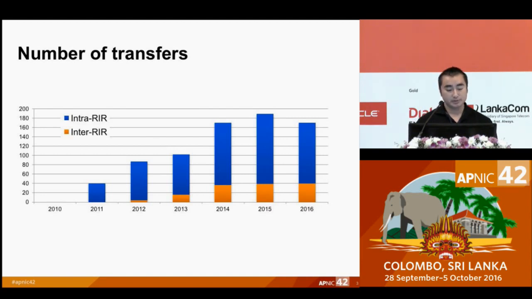So this shows the number of transfers that has been happening every year, so it has been increasing. The intra-RIR, which is in blue, is within the APNIC region. So that's either between APNIC and NIRs. The orange part, the inter-RIR, is transfers to and from other RIRs. So in this case, it's either between ARIN or RIPE.